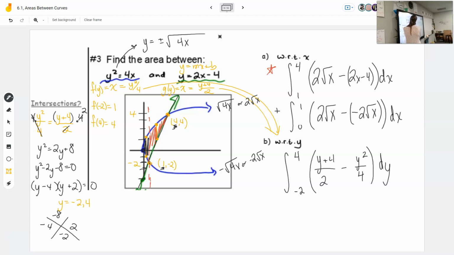Because I needed x bounds if I was doing dx. So I used the x's of my intersections, and I got those, Andy, by plugging into my function. So I took my y of negative 2 and I plugged in. And then I took my 4 and plugged in. 16 over 4 is 4.